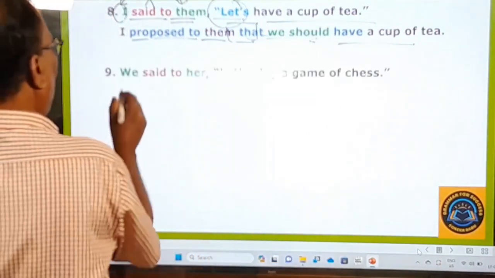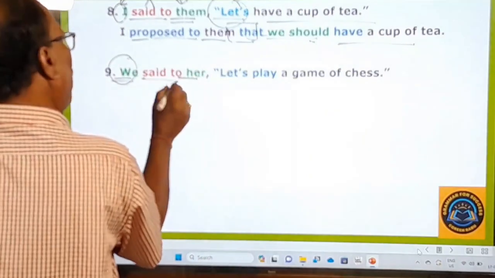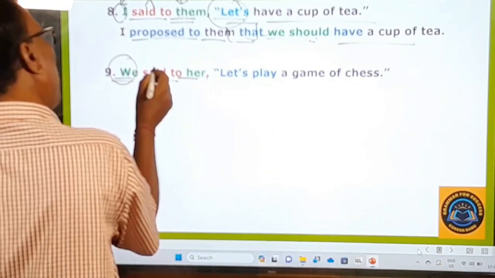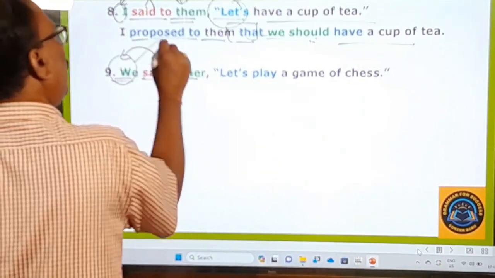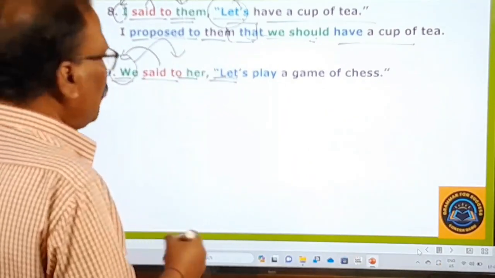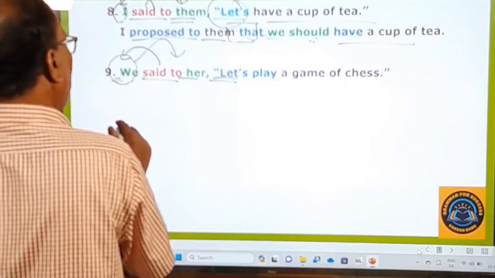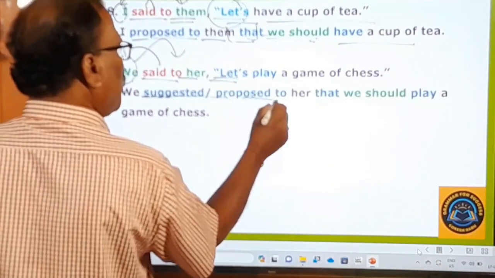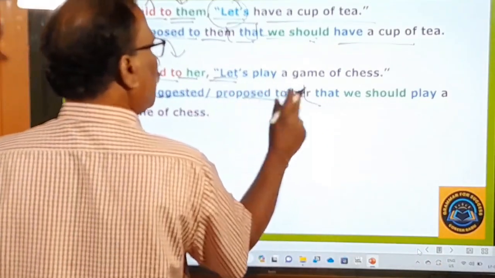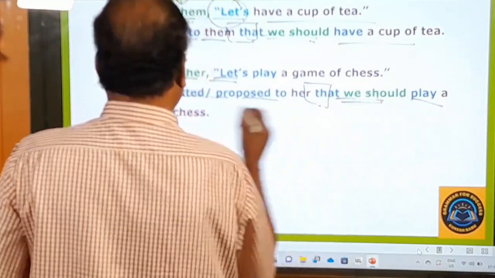And here again, we is there, first person plural, and her, third person. Whatever it is, whether the first person singular or plural, either as the subject of the reporting verb or as the object of the reporting verb, then let us should be changed into we should. So here again, we is the subject of the reporting verb. Then what should we do? We suggested or proposed, whatever you can say, to her that. And let us should be turned into we should play a game of chess.